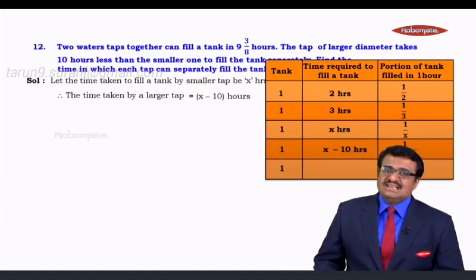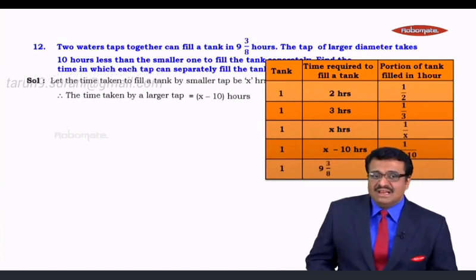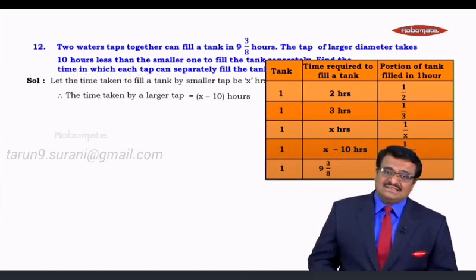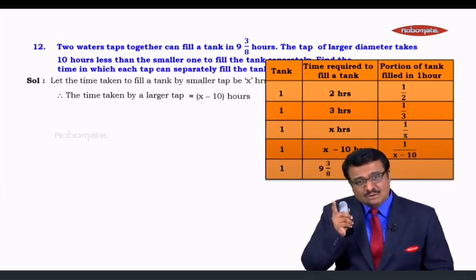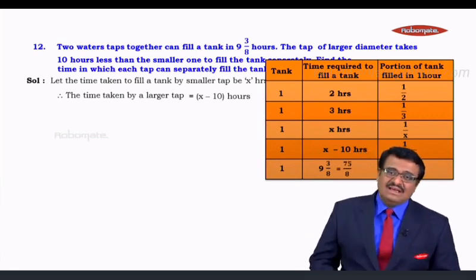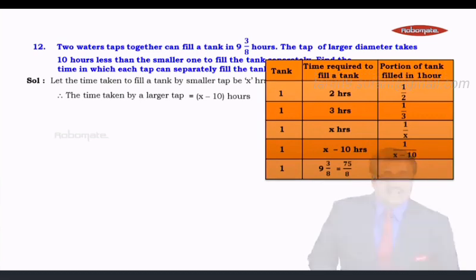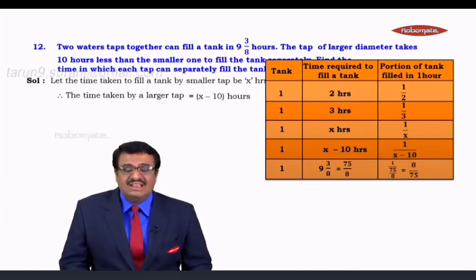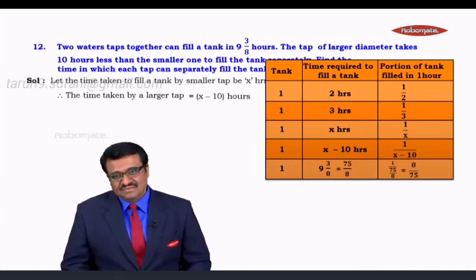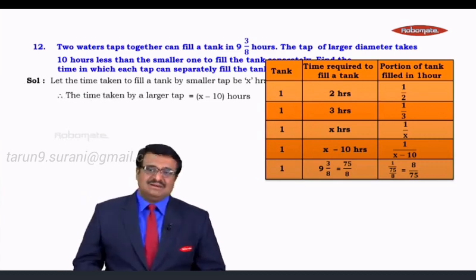The last, suppose one tank is filled in 9 3/8 hours. This is a mixed fraction. Let us make it a proper fraction. 8 9s are 72. 72 plus 3 is 75. It is 75 upon 8 hours. Suppose one tank is filled in 75 upon 8 hours, what is the portion of the tank filled in 1 hour? 1 upon 75 upon 8, which is nothing but 8 upon 75. Right? So let us get into our sum.